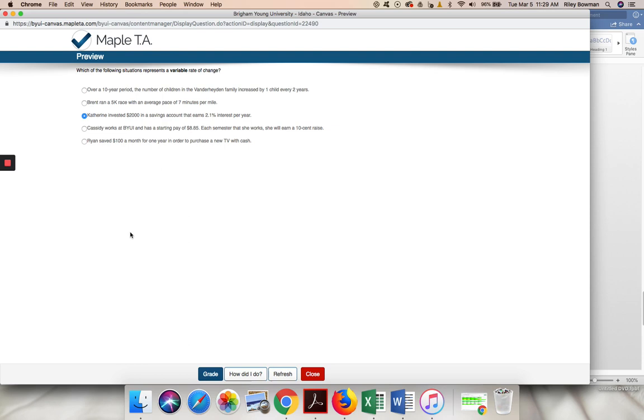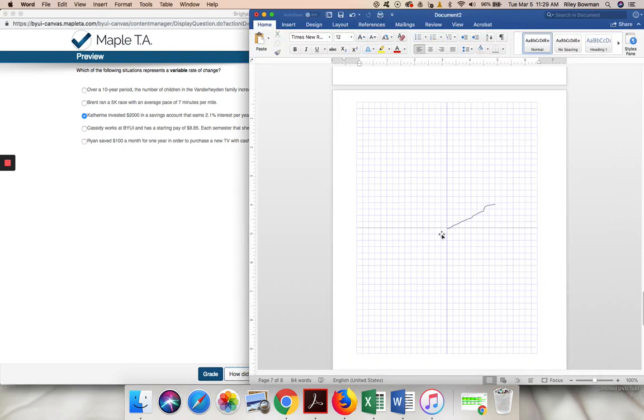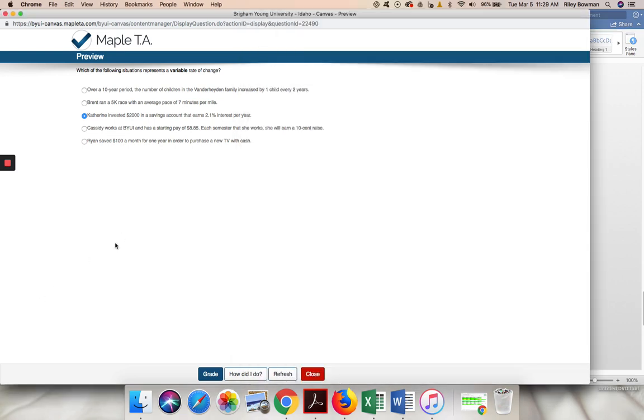And the last one, Ryan saved $100 a month for 1 year in order to purchase a new TV with cash. This isn't adding any sort of interest or anything like that, so I would rise $100 for 1 month, $100 for 1 month. Again, another constant rate of change. So this is our only variable rate of change.